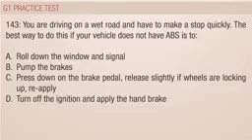Question 143. You are driving on a wet road and have to make a stop quickly. The best way to do this if your vehicle does not have ABS is to A. Roll down the window and signal. B. Pump the brakes. C. Press down on the brake pedal, release slightly if wheels are locking up, reapply. D. Turn off the ignition and apply the handbrake.